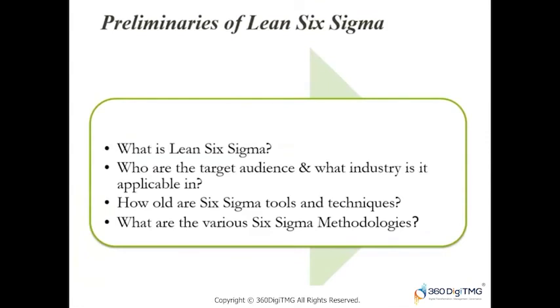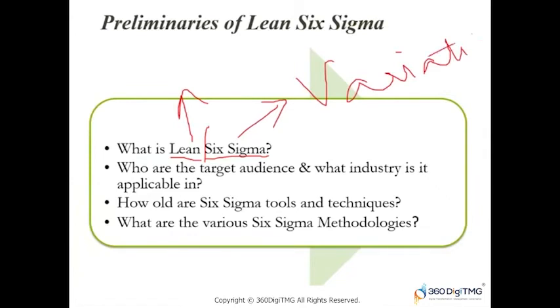All right, let us look into the preliminaries of Lean Six Sigma. What is Lean Six Sigma? Most people keep asking me this question. What is the difference between Lean and Six Sigma? Yes, these two are different methodologies, no doubt about that. Lean is all about reducing waste in the process, removing the waste. It deals with waste with a strict stick. And Six Sigma is all about reducing the variation.